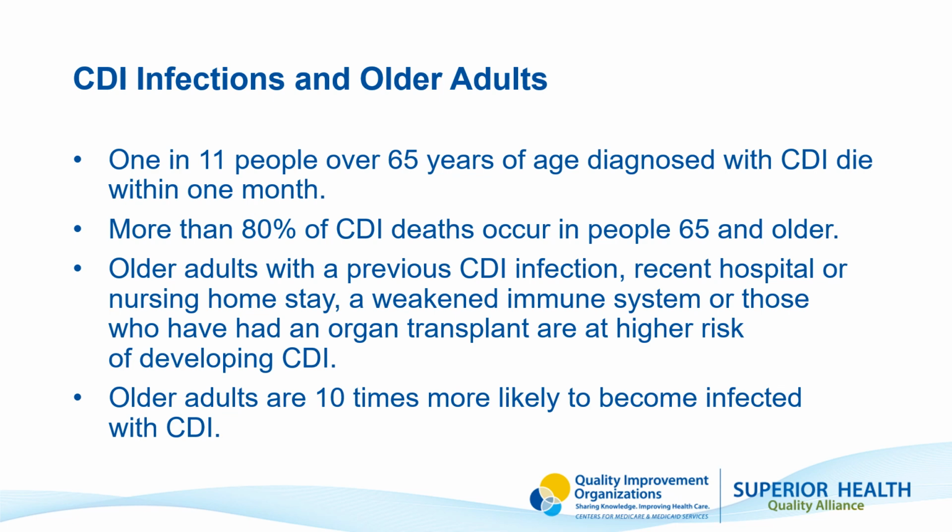CDI infections in older adults. Older adults are 10 times more likely to become infected with CDI. In addition, 1 in 11 people over 65 years of age diagnosed with CDI die within 1 month. More than 80% of CDI deaths occur in people aged 65 and older. And finally, older adults that have had a previous CDI infection, a recent hospital or nursing home stay, who have a weakened immune system, or those who've had an organ transplant are at much higher risk of developing CDI.